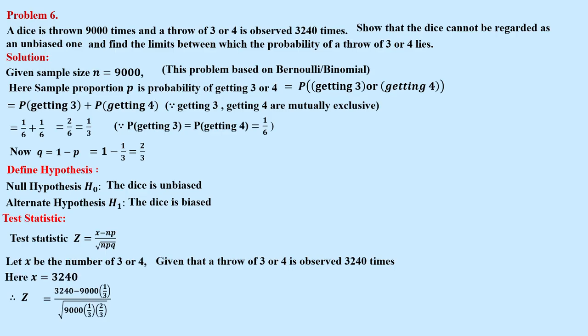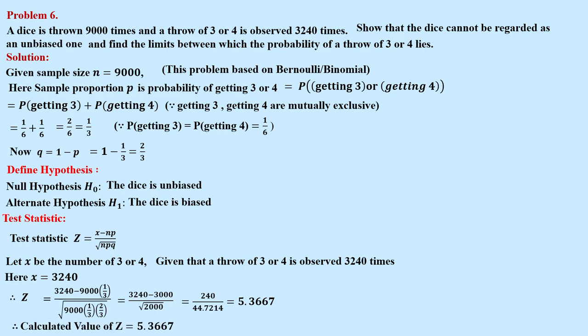So z is equal to 3240 minus n, 9000, into p, 1 by 3, divided by root of 9000 into 1 by 3 into 2 by 3. So 3240 minus 3000 by root of 2000. So you will get 5.3667. This is the calculated value of z.